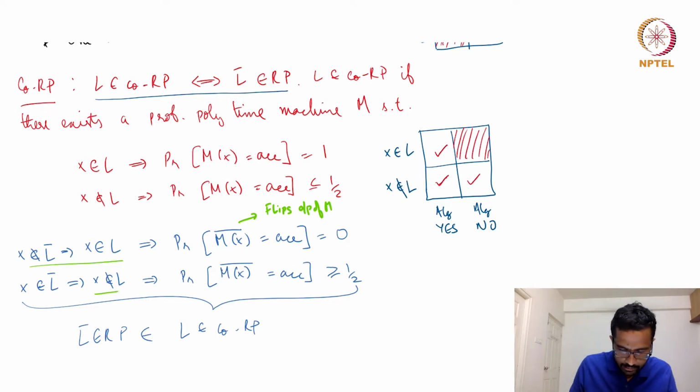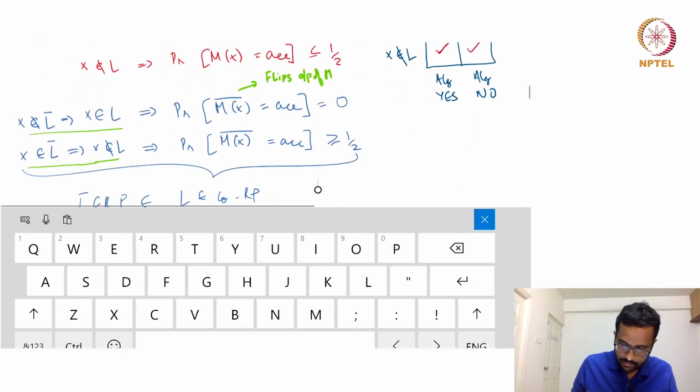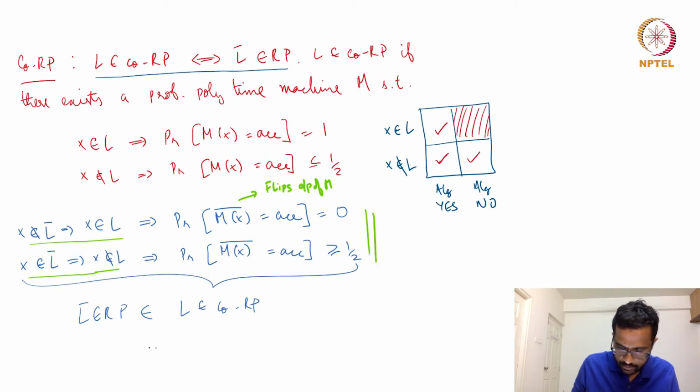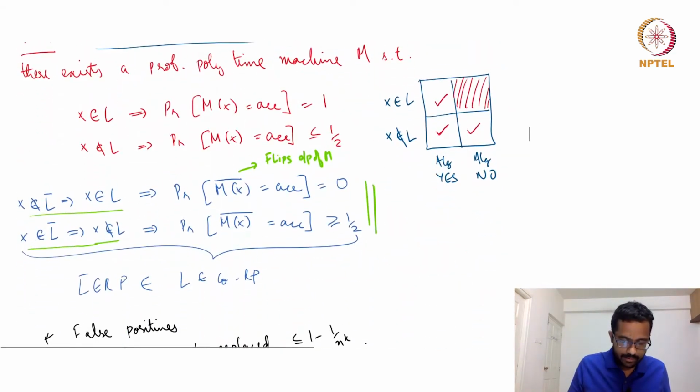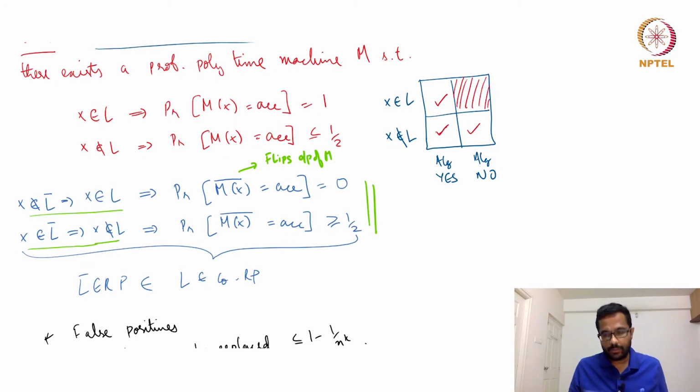But X is not in L means that X is in L complement, right? So when we view these two statements, the ones written in blue, with respect to L complement and the machine M bar, we see that M bar is an RP decider for L complement. Whenever X is in L complement, M bar accepts with probability at least half, which is the RP definition, and whenever X is not in L complement, M bar accepts with probability 0, which is again the RP definition.